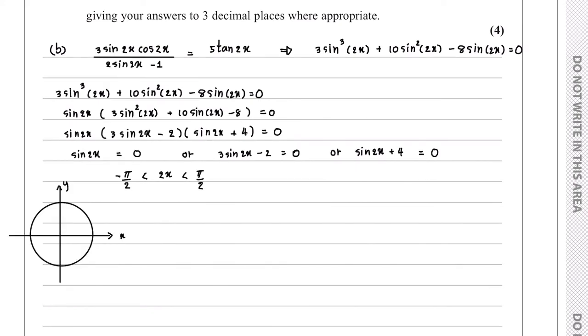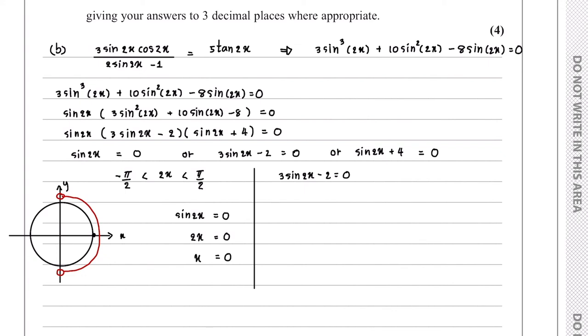Consider from a unit circle. We can start from negative pi over 2, which is this one, to pi over 2. This is the path. Let's consider the first equation. We have sine 2x equals 0. So when sine is 0, that means the angle is at 0 or at pi. But since pi is not in this range, we can just answer only 0. That means 2x has to be 0 in order to make sine 2x be 0. So x is 0.